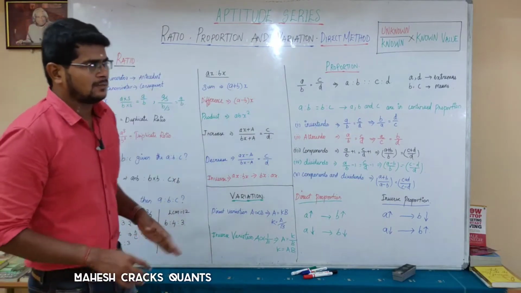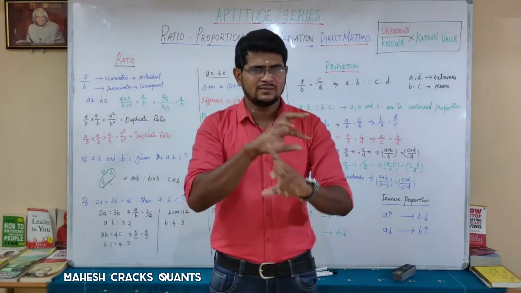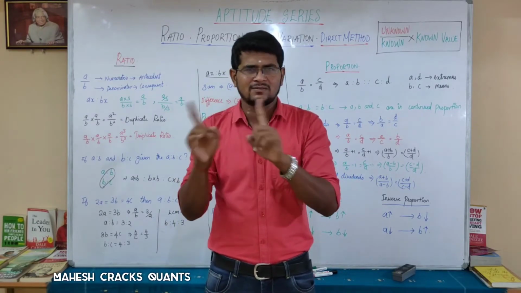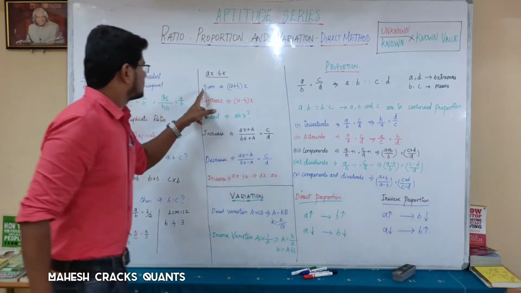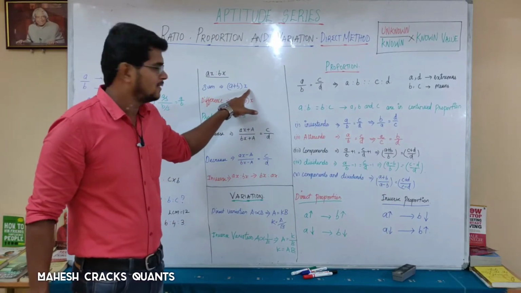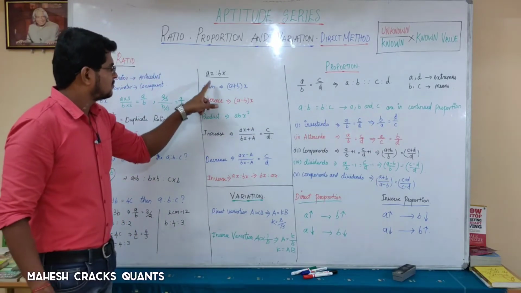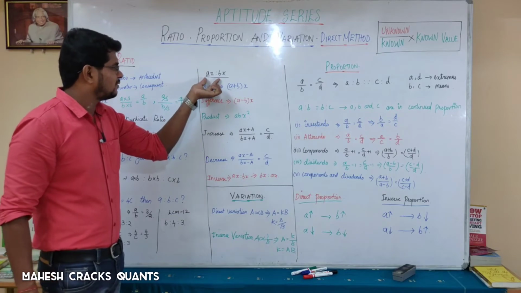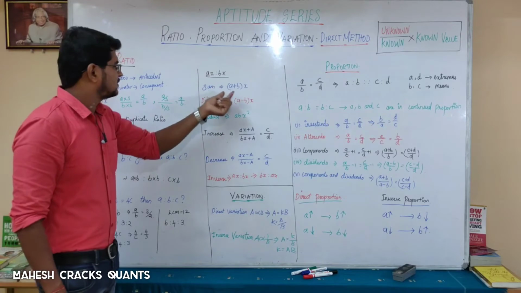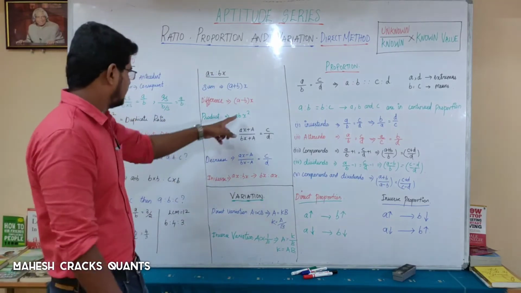So AX is to BX. We use X in the ratio because X is the common factor between those two. In A is to B, the minimum factor is when X is 1. Now, the sum of those ratio terms is (A plus B) into X. The difference is (A minus B) into X. The product is A into B into X square.